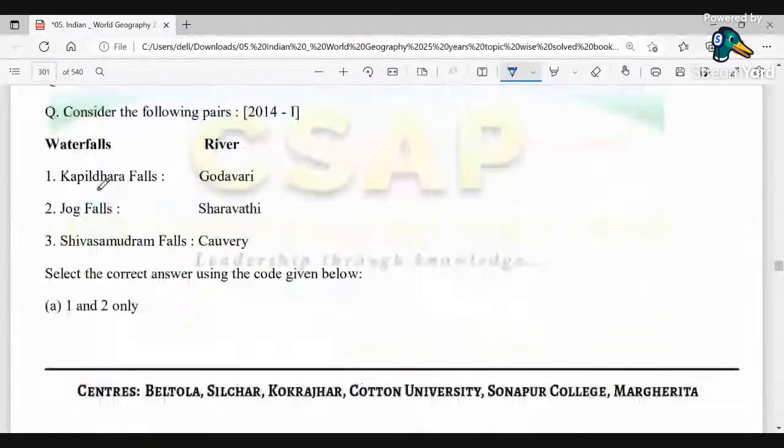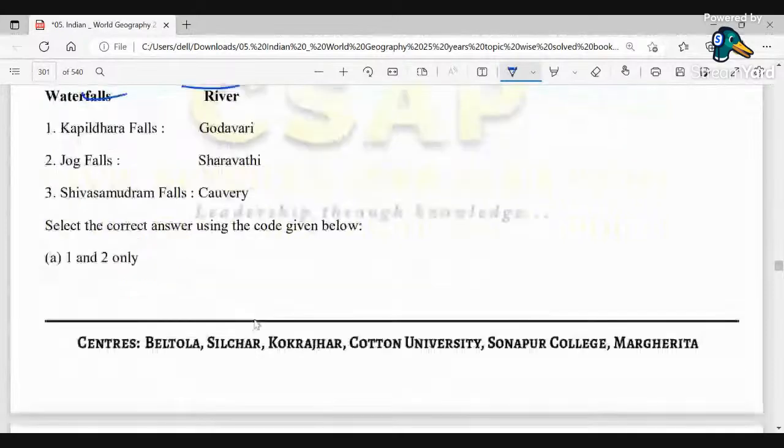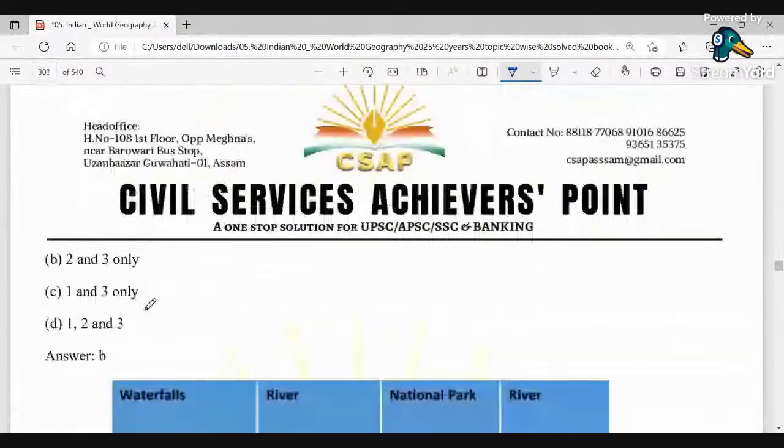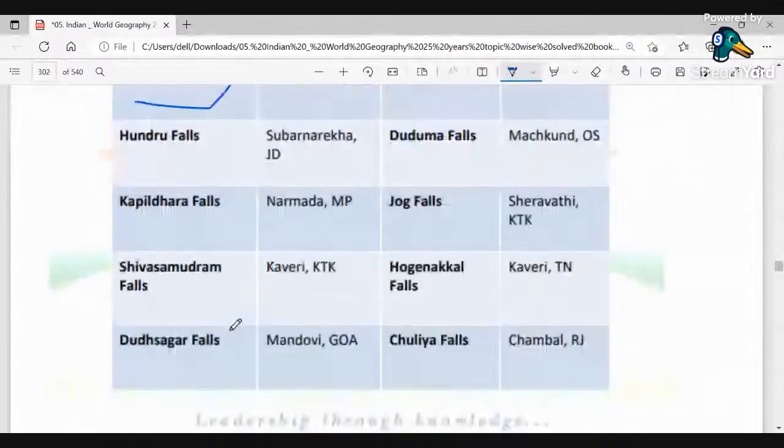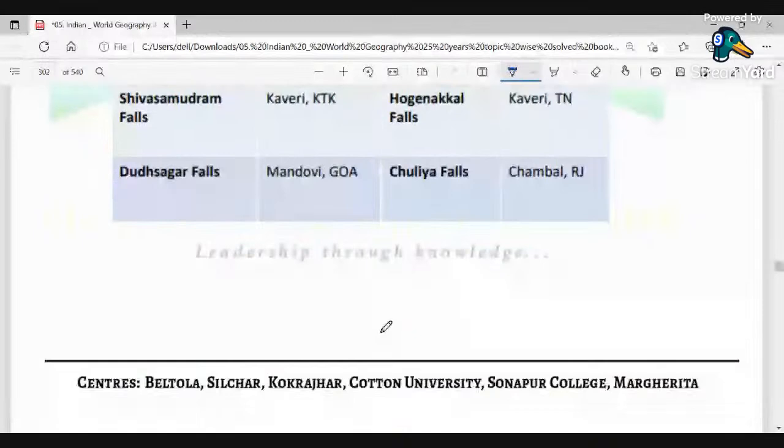So now consider the following pairs. These are waterfalls, these are rivers. Kapildhara Falls, Godavari, Jog Falls, Sharavati, Sivasamudram Falls, Kaveri. So select the answer using the codes given below. So here the correct answer is 2 and 3. Okay, so you could see Dhuandhar Falls, Narmada, Hundru Falls, Subarnarekha, Kapildhara Falls, Narmada, Sivasamudram, Kaveri, and Dudhsagar, Mandovi, that is Goa. Okay, coming to the next one.